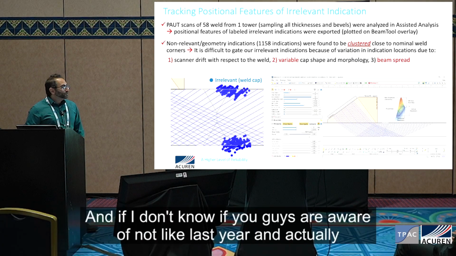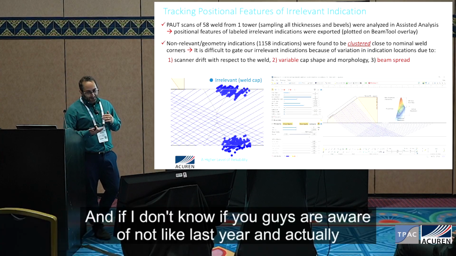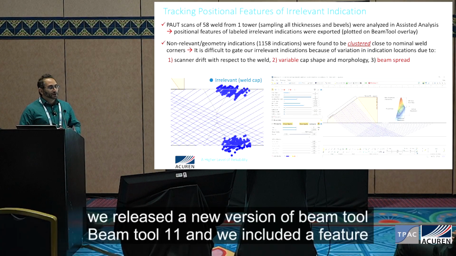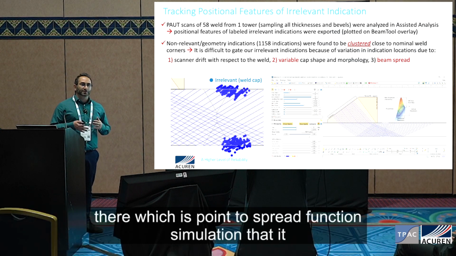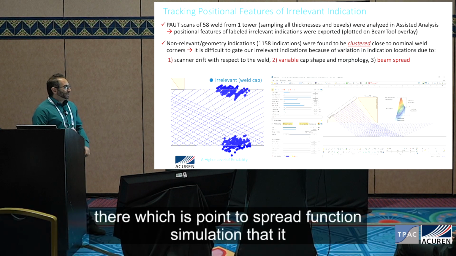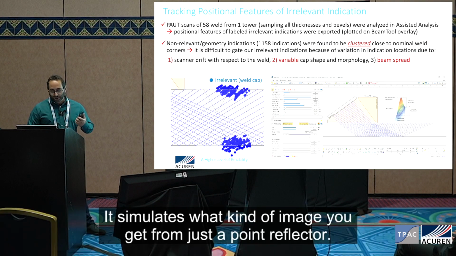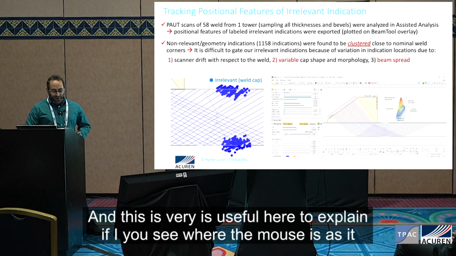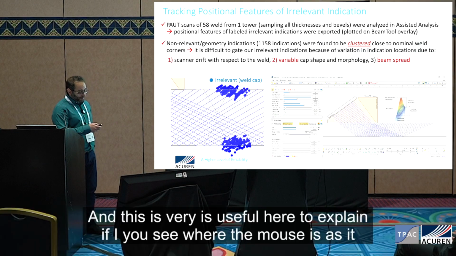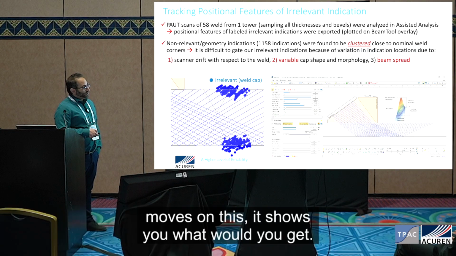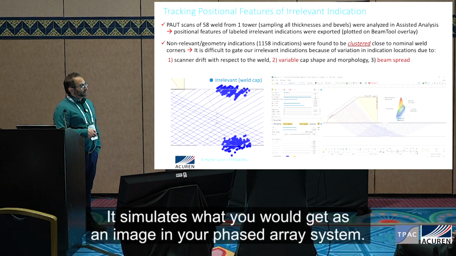I don't know if you are aware, but last year at ASNT we released a new version of Beam Tool 11, and we included a feature there which is point spread function simulation. For any beam set, it simulates what kind of image you get from just a point reflector. And this is very useful here to explain. If you see where the mouse is as it moves on this, it shows you what you would get as an image in your phased array system.